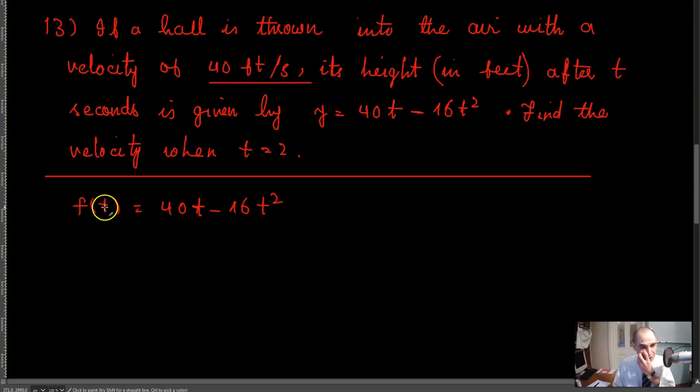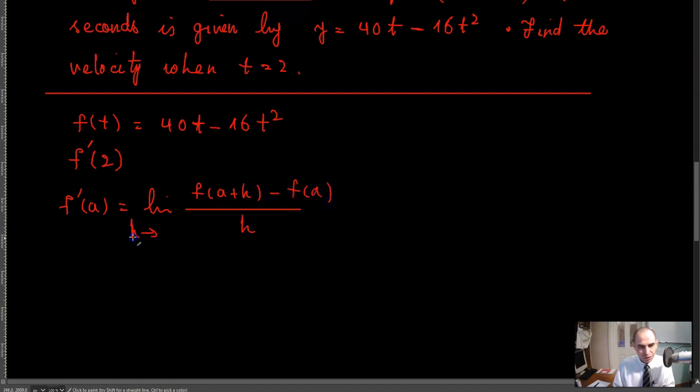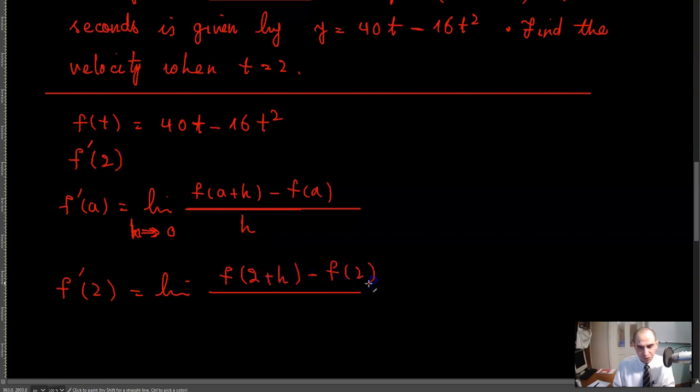And you want to calculate f prime of 2, right? So you know that f prime of a can be calculated as the limit of f of a plus h minus f of a over h as h approaches 0, right? Which tells us that f prime of 2 can be calculated as the limit of f of 2 plus h minus f of 2 over h as h approaches 0, right?